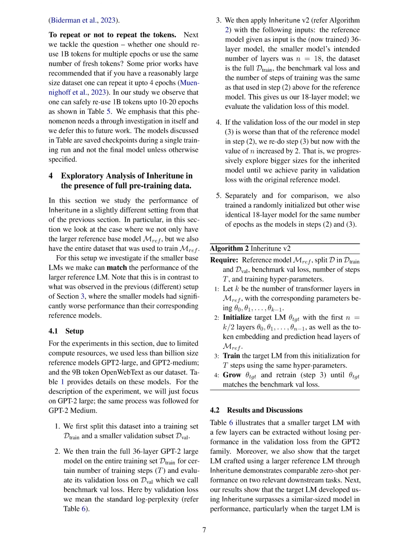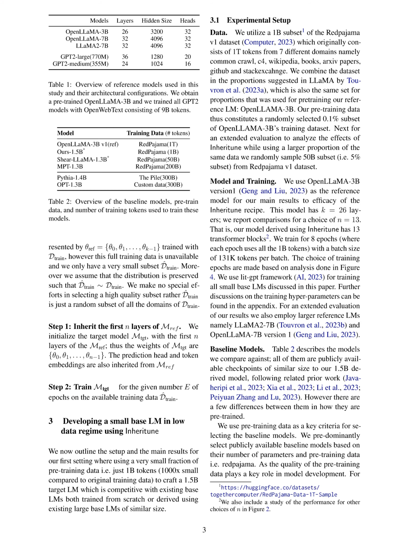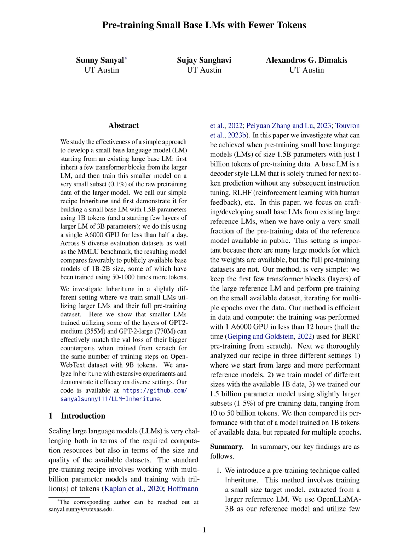The proposed method, Inheritune, works in the following step-by-step process. Step 1. Inherit the first layers of the reference model. The target model is initialized with the first n layers of the large reference LM, where n is a chosen number of layers. The weights of the target model are inherited from the reference model, including the prediction head and token embeddings.